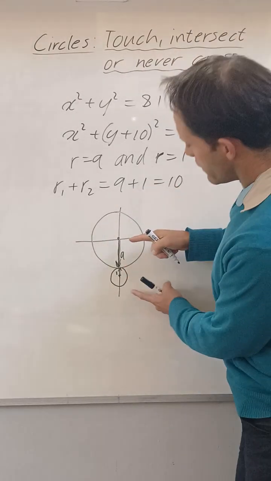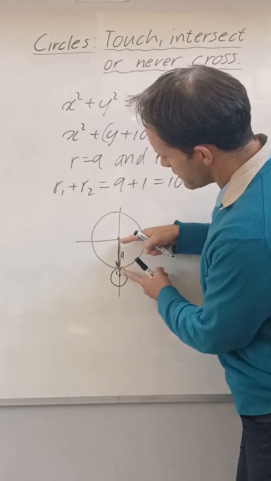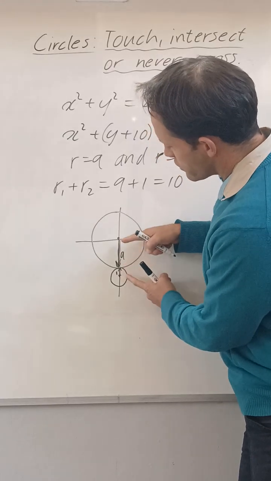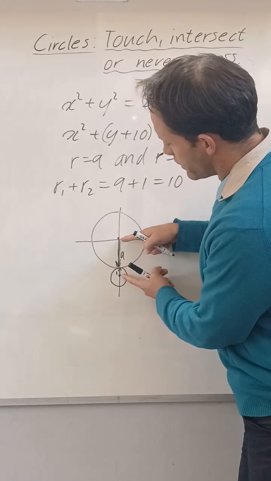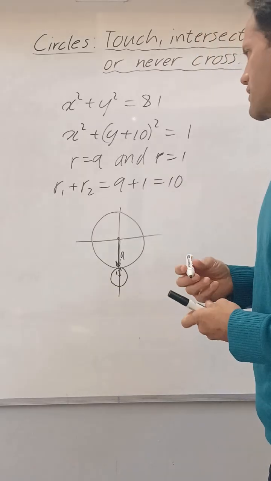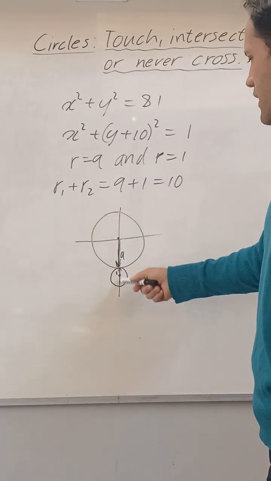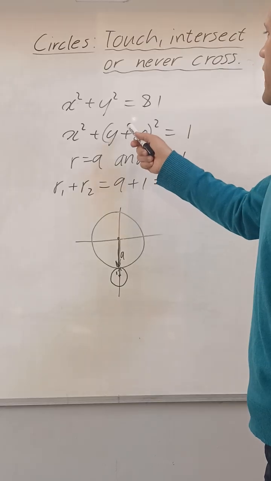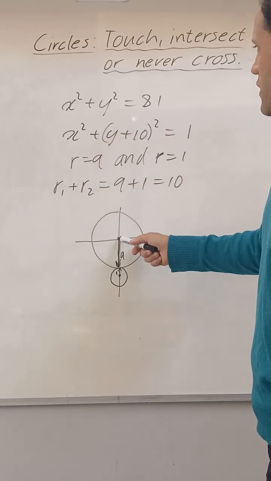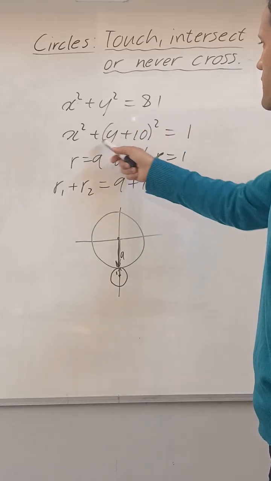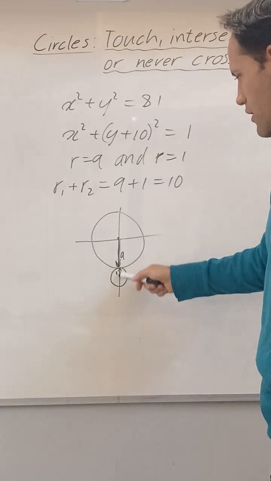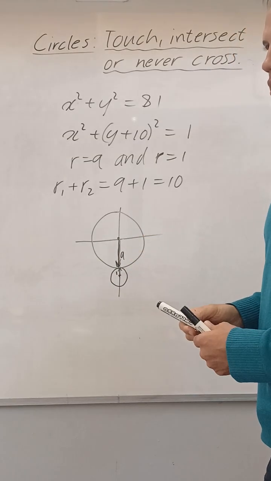Okay? So the distance of this radius is 9, the distance of that radius is 1. So if the distance between them is 10 units, then we know they touch each other. And we can actually see it, because if you add the radii, you get 10. And because this one has a center of 0, and this one has a center of 0 and negative 10, you can already see the distance will be 10.